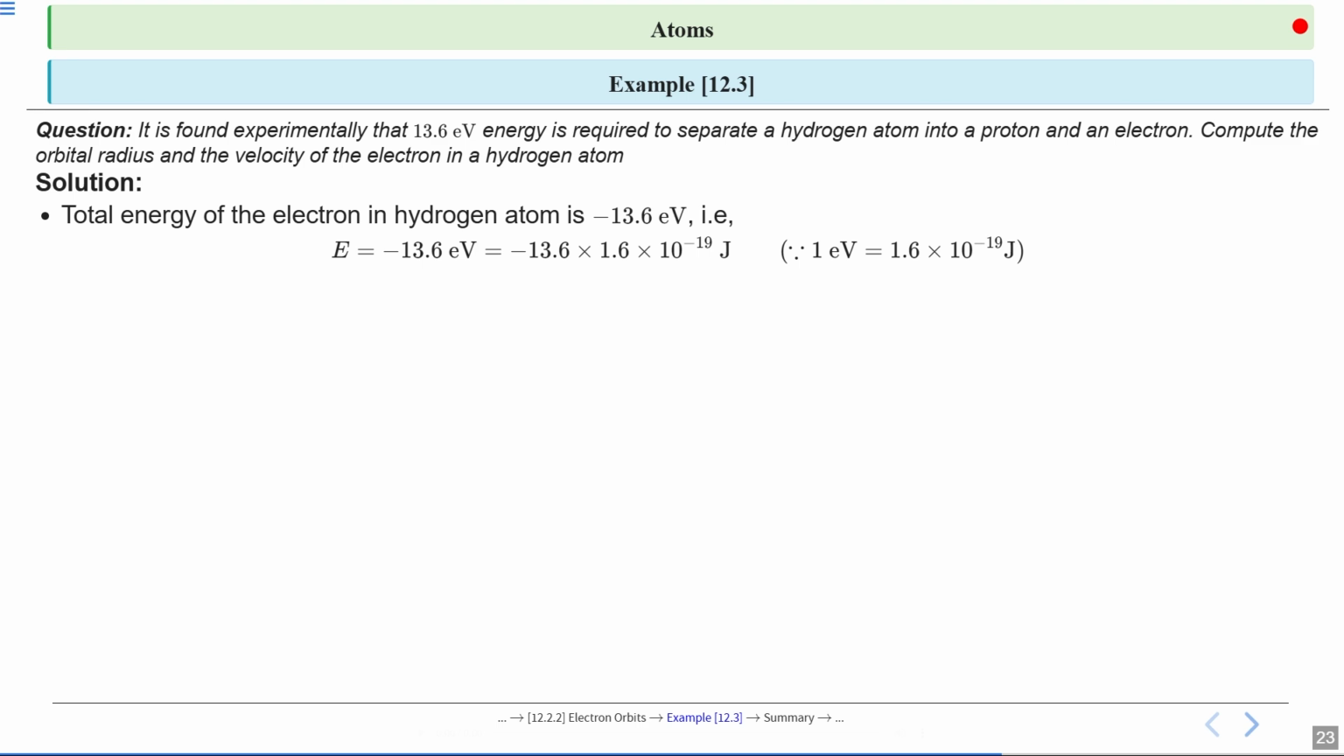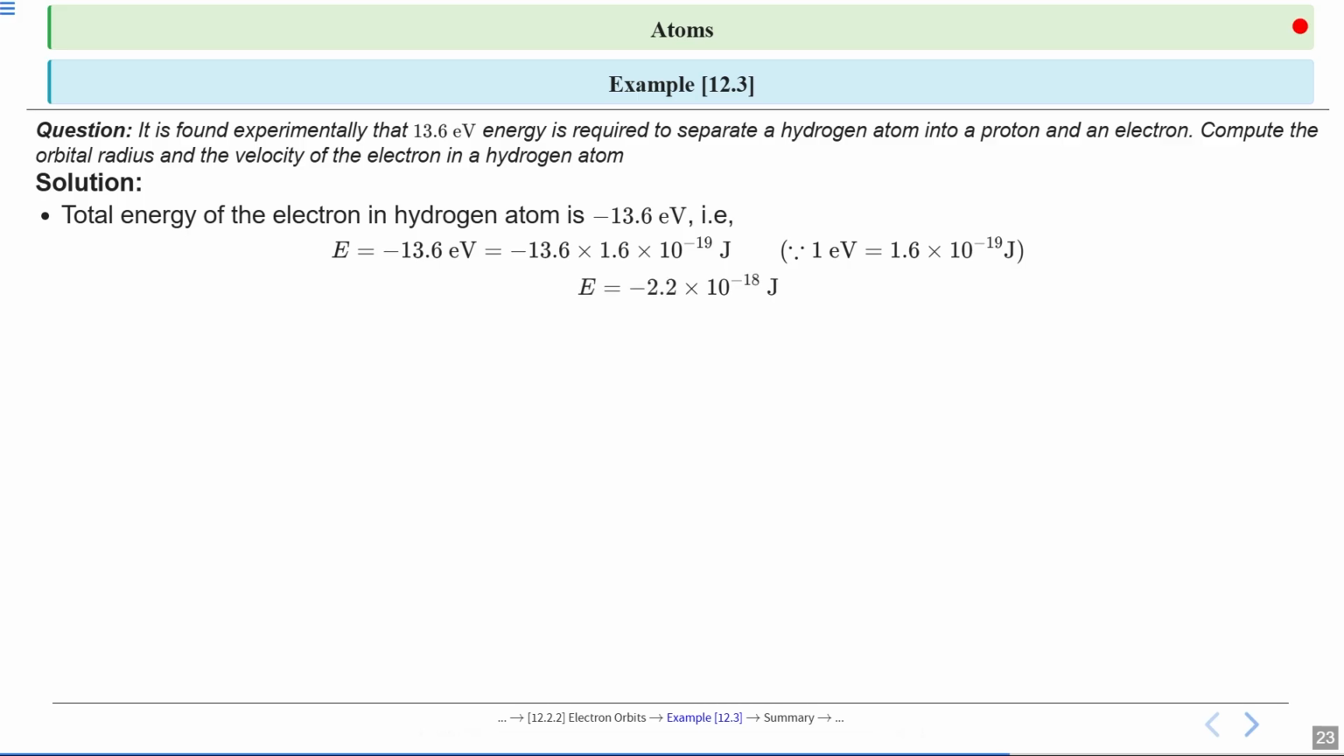I am explaining again that we require 13.6 electron volt to separate a hydrogen atom into a proton and an electron. It means that to remove the electron from the hydrogen atom, we need 13.6 electron volt of energy. That means in the hydrogen atom, the electron has energy minus 13.6 electron volt. So we give 13.6 electron volt of energy to the electron, and the total energy becomes minus 13.6 plus 13.6 equal to 0, and the electron will escape. Okay, so negative energy indicates the electron is bound to the nucleus.